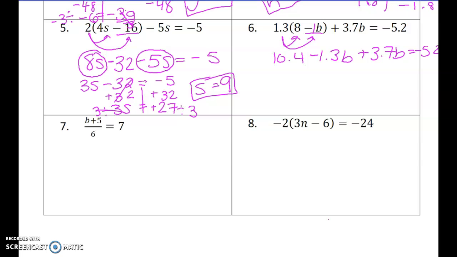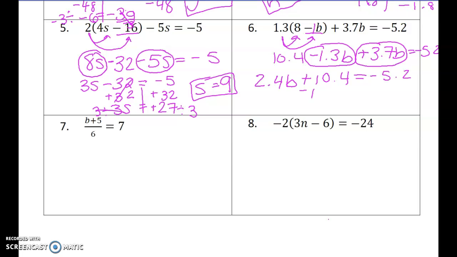So next I want to combine like terms. So I have my negative 1.3b here, I have my positive 3.7b here. So when I combine those, they're different signs, so I'm going to subtract. 3.7 minus 1.3 would be, well, 7 minus 3 is 4. I'll put my decimal. 3 minus 1 is 2. 3.7 is bigger because 3 is bigger than 1, so it's going to keep the sign of this 3.7, which is positive. The b's are still there. I still have this plus 10.4, and that's positive, and that equals negative 5.2.